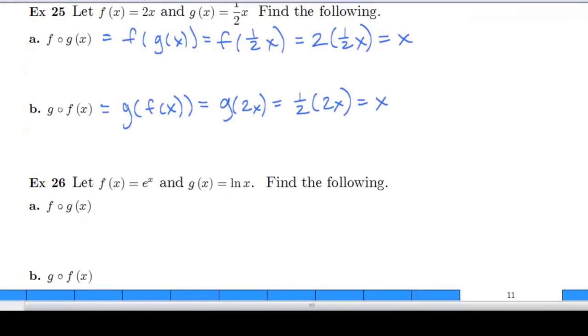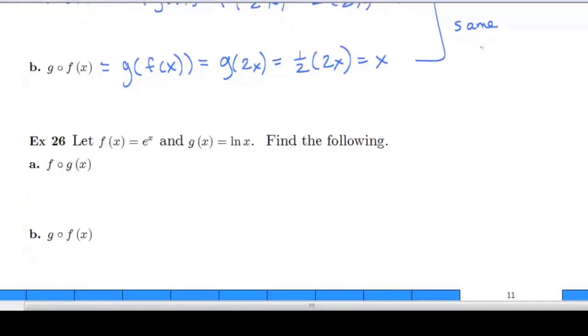So for this example, you should have found that f of g of x gives you x, and that g of f of x also gives you x. In this case, they are the same. So it does happen, and we'll talk about why here in a second.